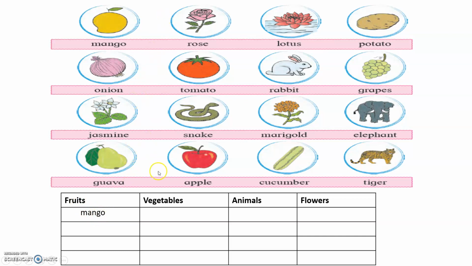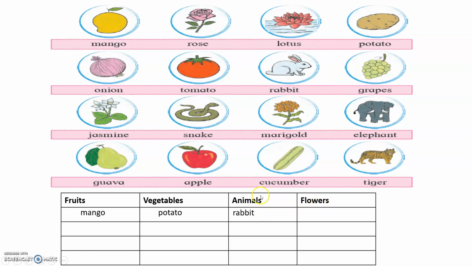Next, we go to vegetable. Now you, can you see any vegetable? Yes, potato is a vegetable. So we have potato in the group of vegetable. Next, we go to animals. So here in this first group, there is no animal. Yes, in the second group, yes. What is this animal? It's a rabbit. So we have a rabbit in the group of animals.